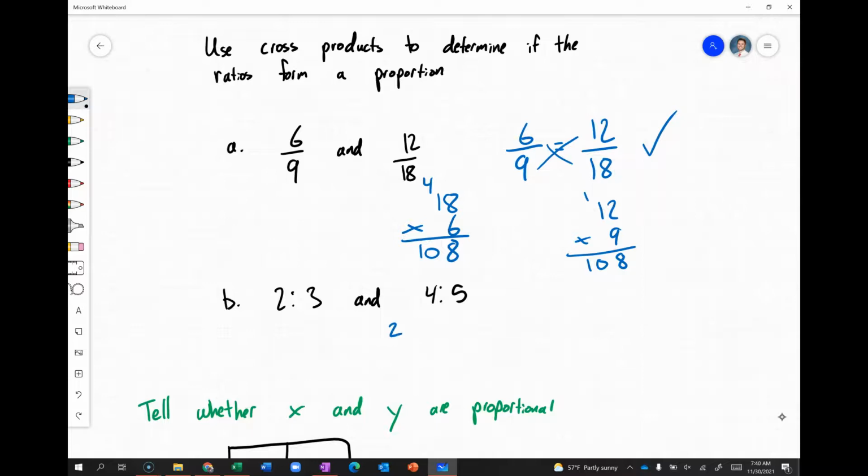Looking at another one, 2/3 and 4/5. So if we do 2 times 5, that should be equal to 3 times 4 if this is a proportion. But we know that 10 does not equal 12, so this would not be a proportion.